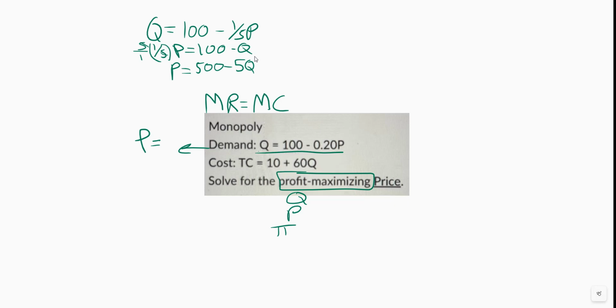And there's a trick. Whenever this is linear, rather than doing calculus, you can just find whatever this coefficient is. In this case, it's -5, and multiply it by 2, and that'll give you your marginal revenue. So that only works if it's linear. But in this case, it's minus 10Q.